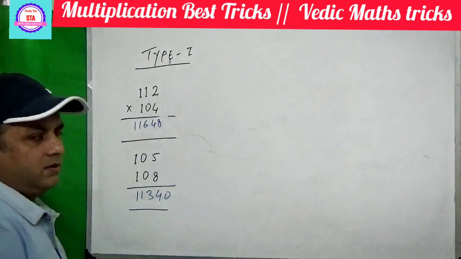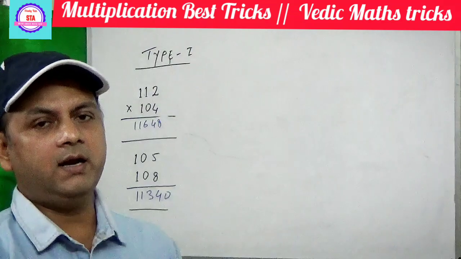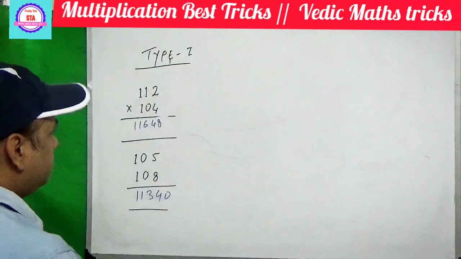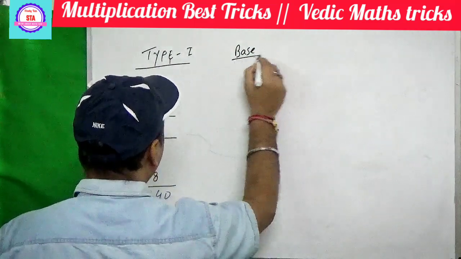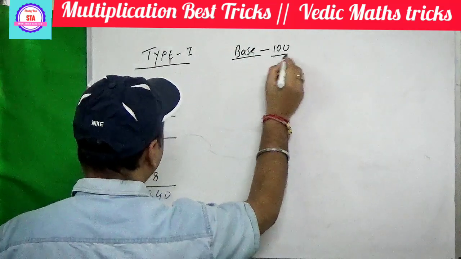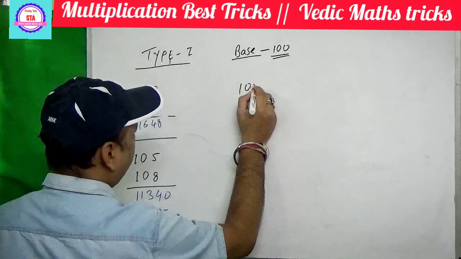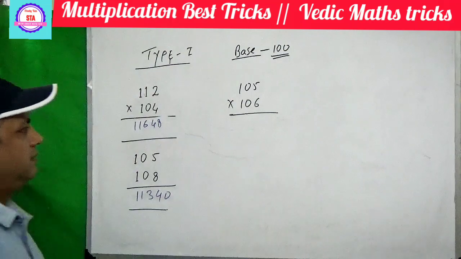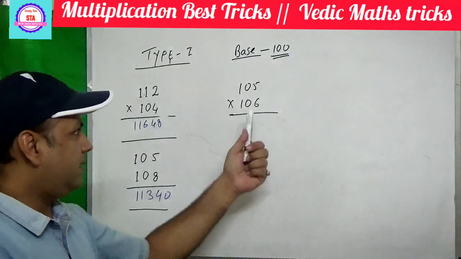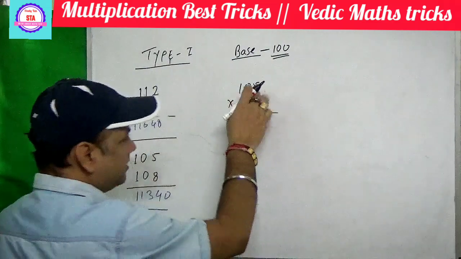Write any number more than 100, that is, you choose the base as 100. Base is 100. Like 105 into 106. 105 and 106. Listen carefully.